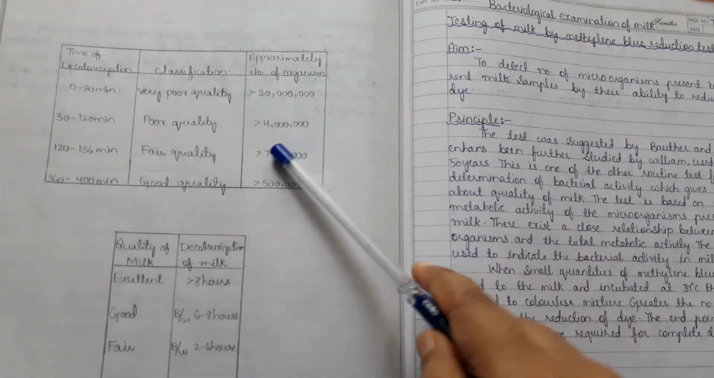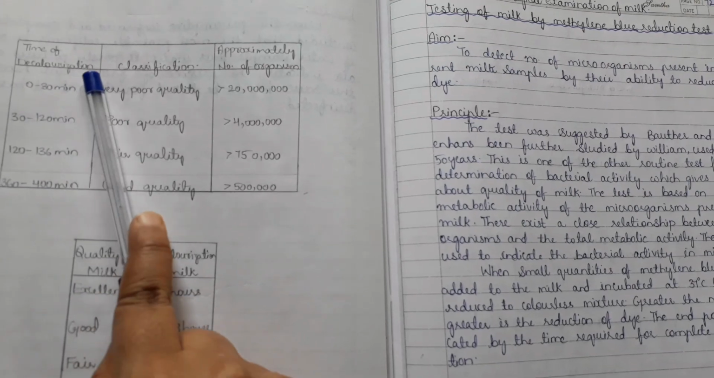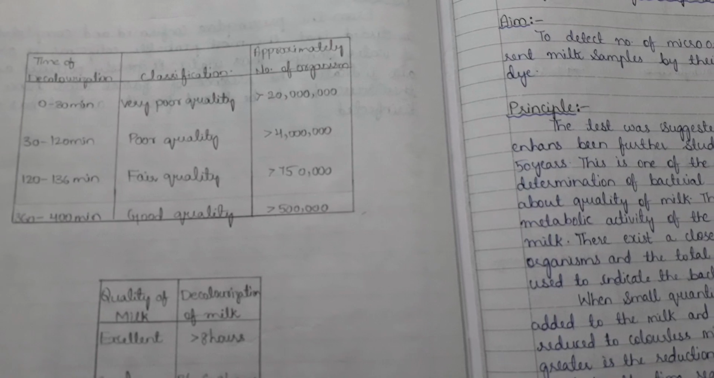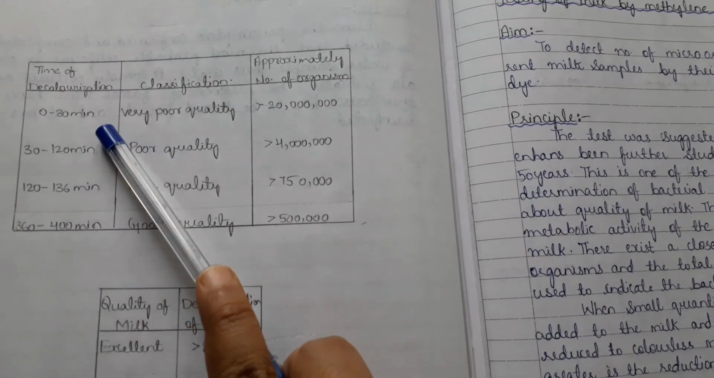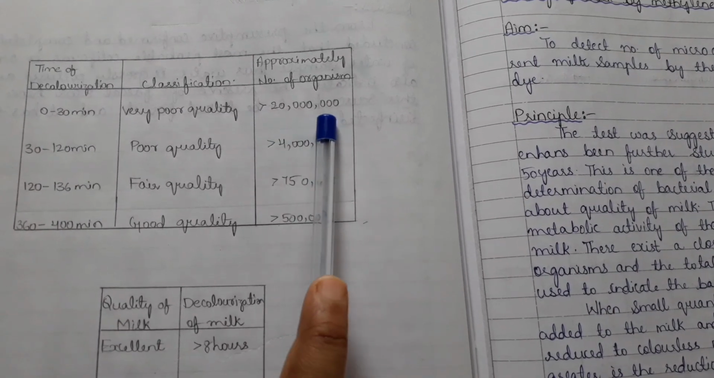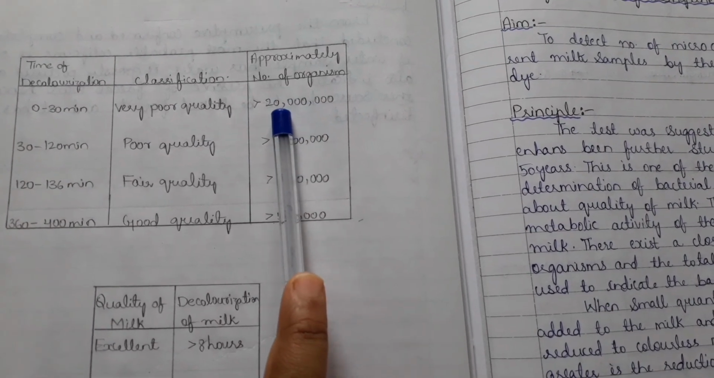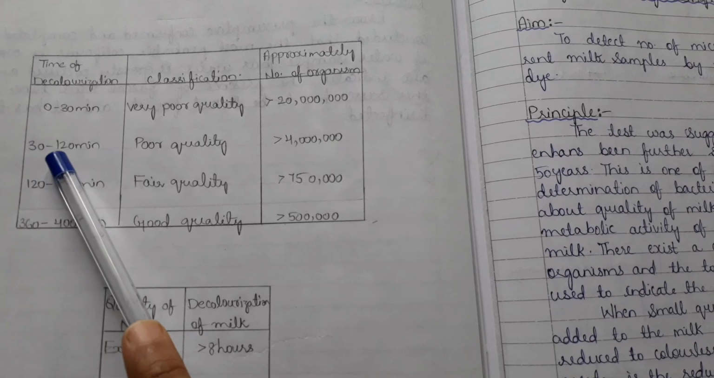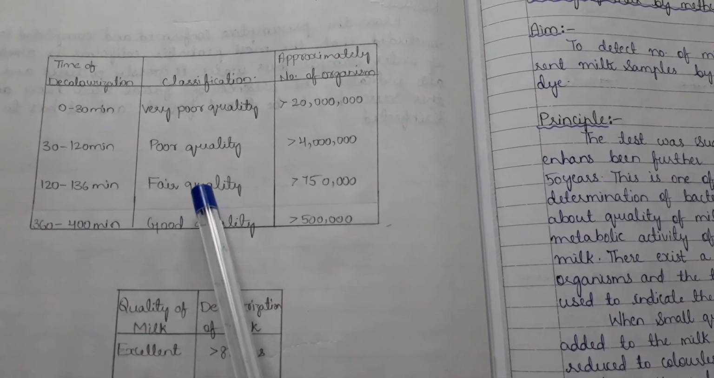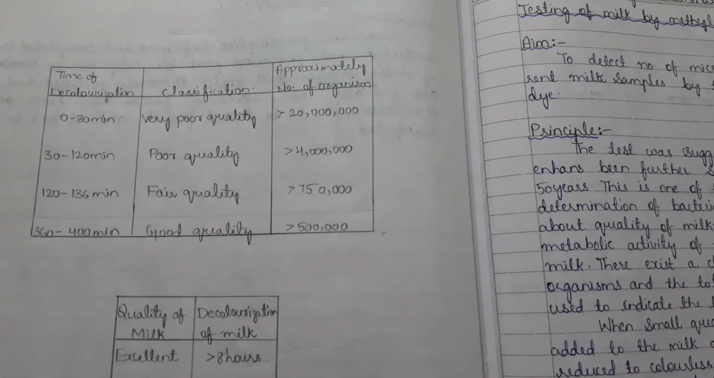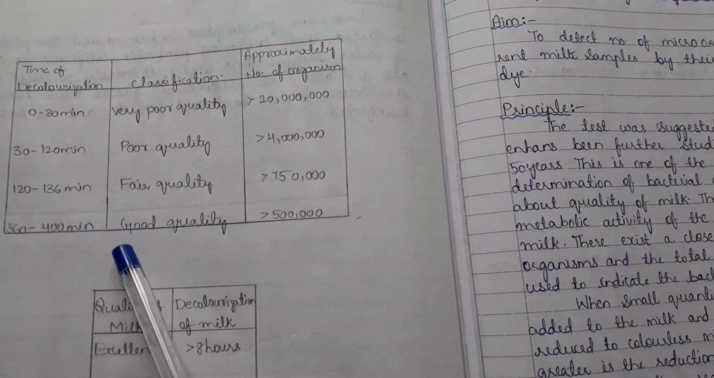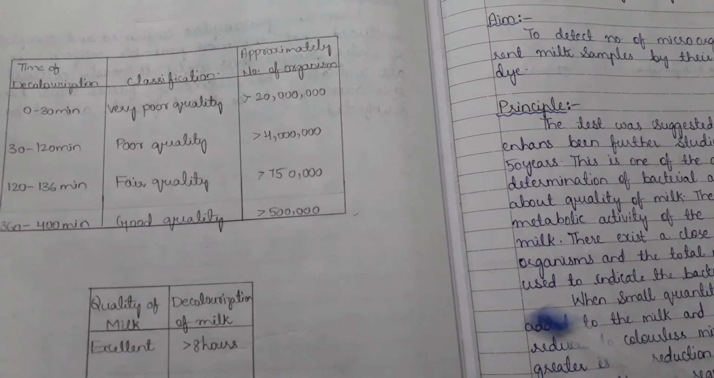Yeah, this is the picture. So time of decolorization: 0 to 30 minutes, very poor quality. So this is the number of presence of organisms. Within 30 to 120 minutes, poor quality. 120 to 130 minutes is fair quality, and 360 to 400 minutes good quality.